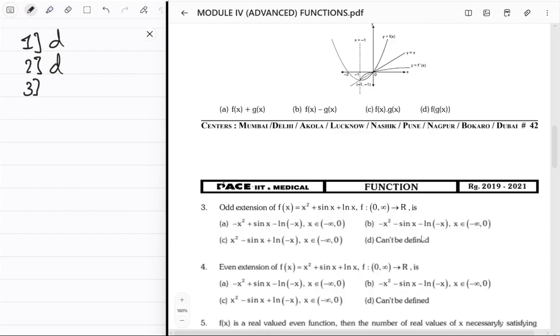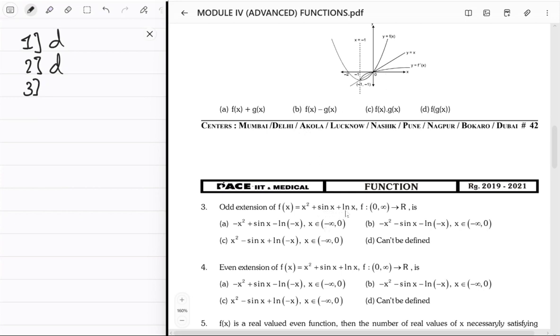Third, the odd extension of f of x is equal to x squared plus sine x plus natural log of x, so f goes from 0 to infinity to real. Then, for that guy, I just have to make this negative, right? So negative x squared, and then plus sine x, because we want that part to be the negative of what it usually is in the positive. You get the idea.